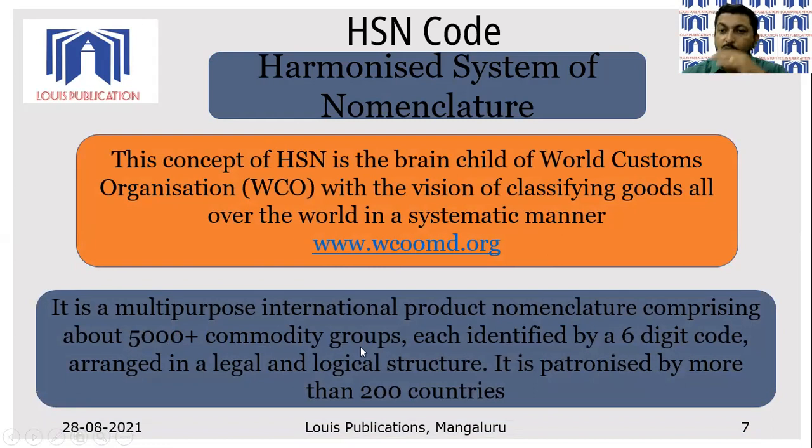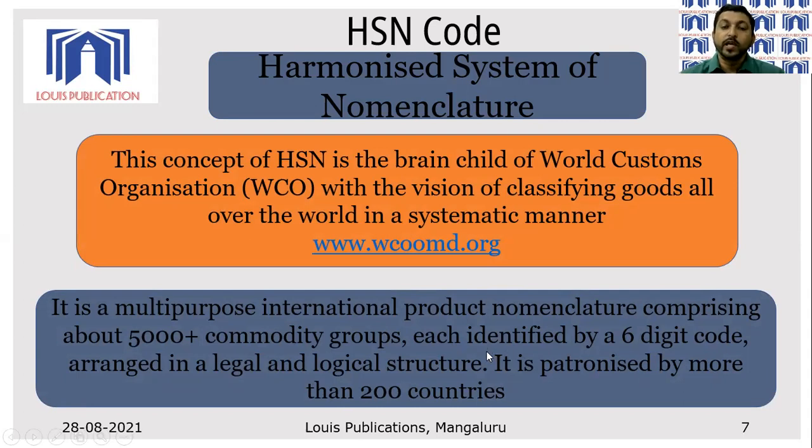5,000 plus commodity groups. That means almost all goods that we imagine, not only in our country but across the world, are incorporated in this HSN, and a certain code identification number has been allotted to such a product. Each of them is identified by a 6-digit code. The 6-digit code is more so at the international level, and it is arranged in a legal and logical structure, and it is patronized by more than 200 countries.